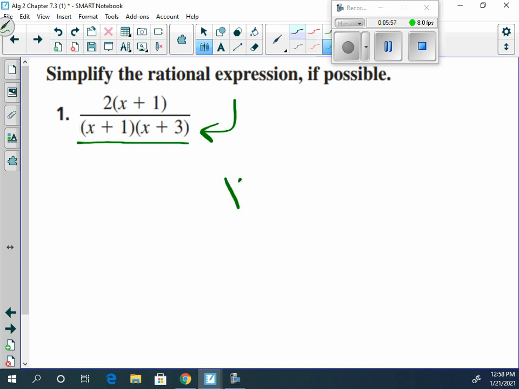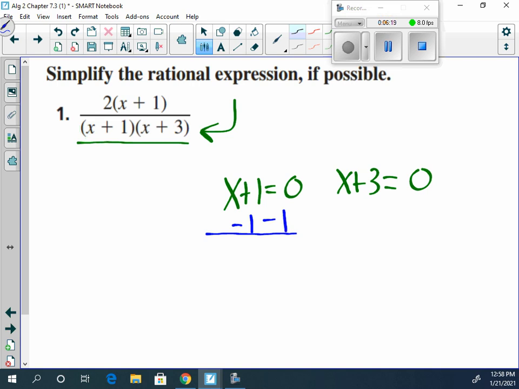To figure that out, we can set x plus 1 and x plus 3 equal to 0, because if I want to find out what value of x will make it 0, why not set it equal to 0 to figure that out? But with x plus 1, what can we do? We can subtract 1 from both sides, because 1 and 1 will cancel, telling us x is equal to -1.